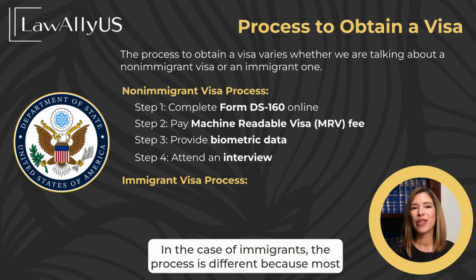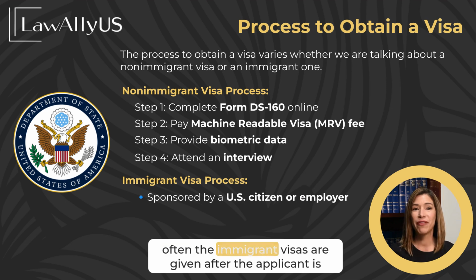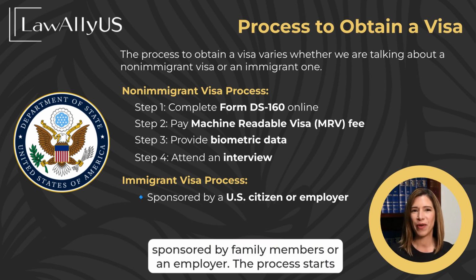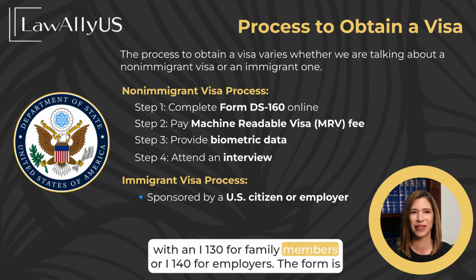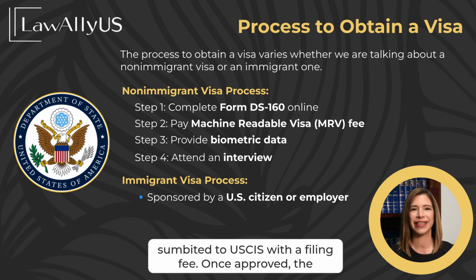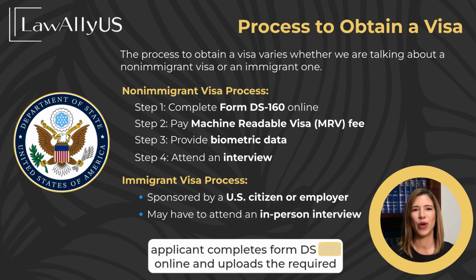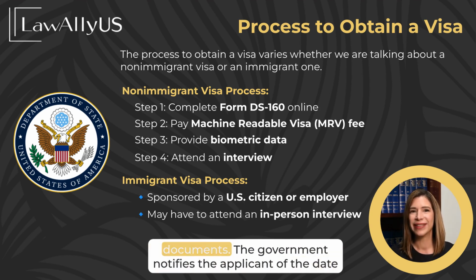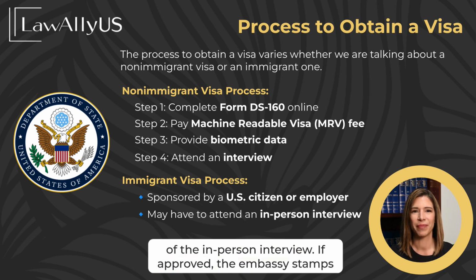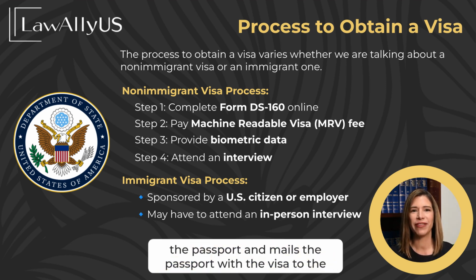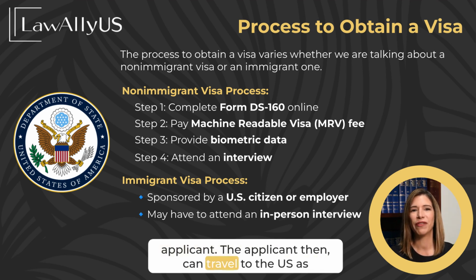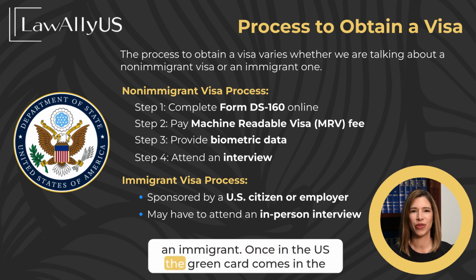In the case of immigrants, the process is different because most often the immigrant visas are given after the applicant is sponsored by family members or an employer. The process starts with an I-130 for family members or I-140 for employers. The form is submitted to USCIS with a filing fee. Once approved, the application goes to the Department of State. The applicant completes Form DS-260 online and uploads the required documents. The government notifies the applicant of the date of the in-person interview. If approved, the embassy stamps the passport and mails the passport with the visa to the applicant. The applicant then can travel to the U.S. as an immigrant. Once in the U.S., the green card comes in the mail.